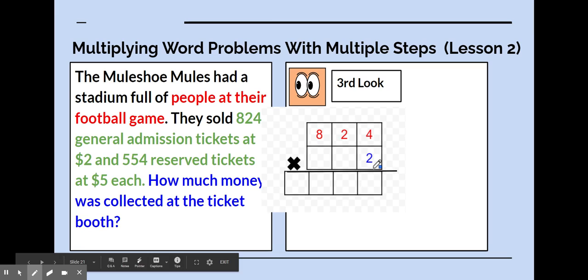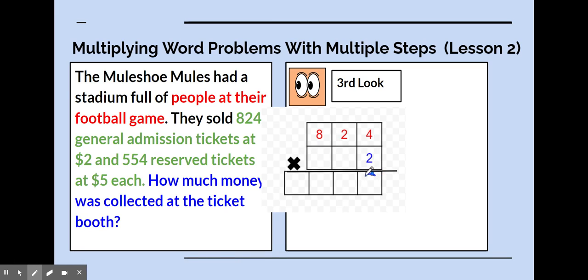So in our first group, there were 824 tickets, the general admission tickets, and they sold for $2 each. So we would multiply 824 by 2. So we multiply 4 times 2, that equals 8. Then 2 times 2 equals 4. 8 times 2 is 16. So the cost of the general admission tickets for 824 people was $1,648.